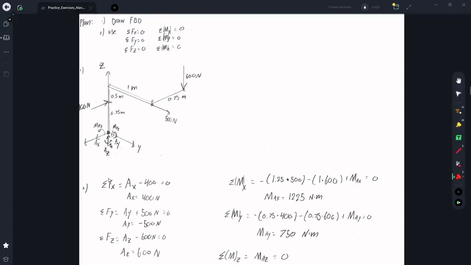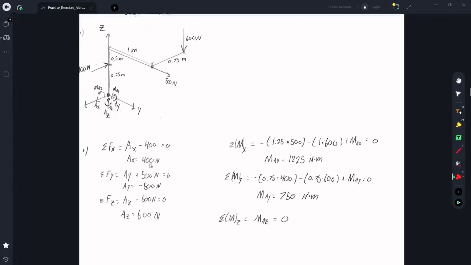So the first one that I did was the sum of the forces in the x direction, which is just AX, the support in the x, and then minus 400. It's kind of cut off on the side, but it's one of the forces that we're given. So we can solve directly for AX, which is 400 newtons.